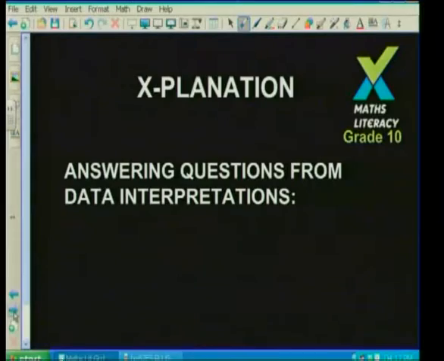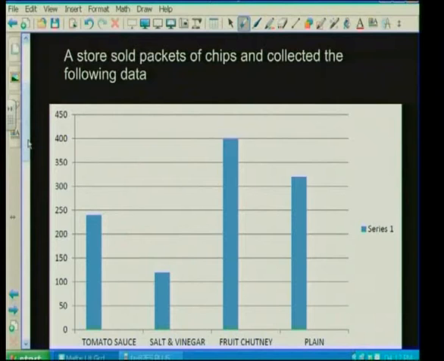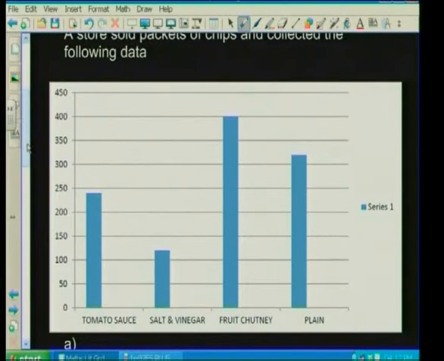Now, let's go on, and what we're going to do is look at answering questions from data interpretations. Let's have a look at our first question. A store sold packets of chips and collected the following data. Someone owns a shop, and in the shop they're selling different packets of chips. It could be a shop, it could even be your tuck shop at school. They've got tomato sauce chips, salt and vinegar chips, fruit and chutney chips, and the good old plain chips. Those are the 4 flavors we're selling, and let's see how well they sell.